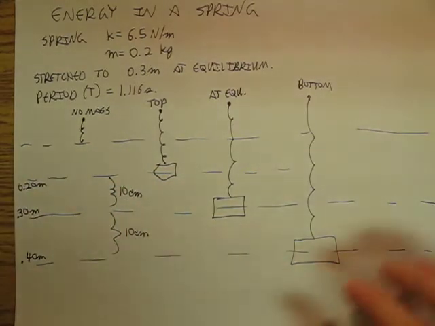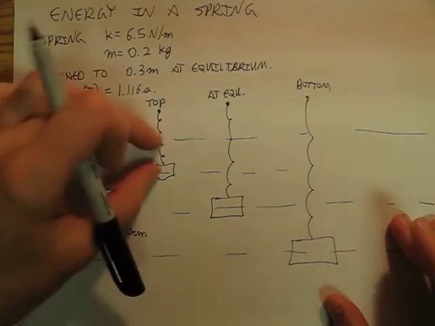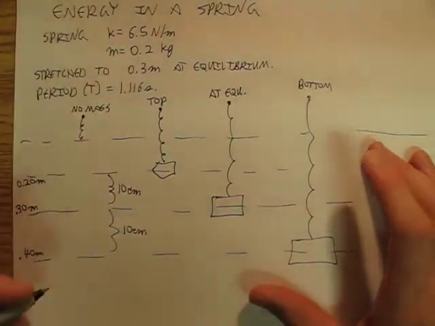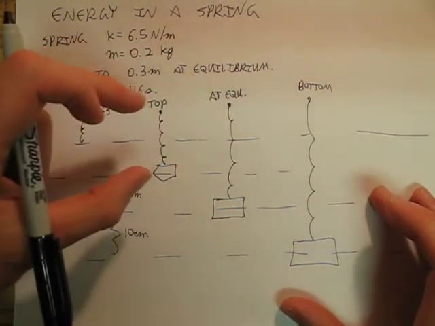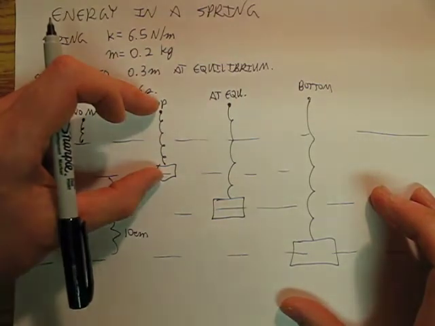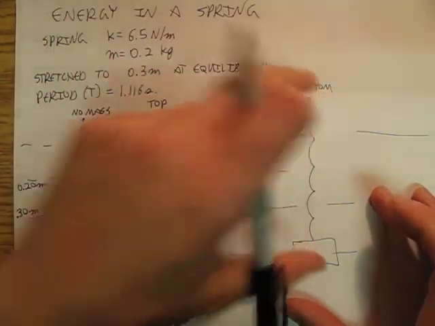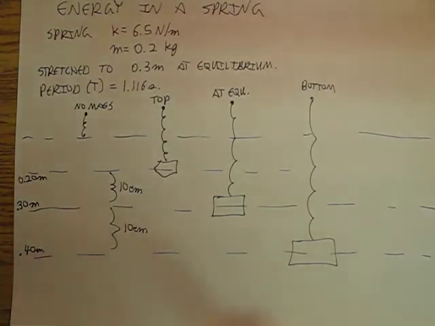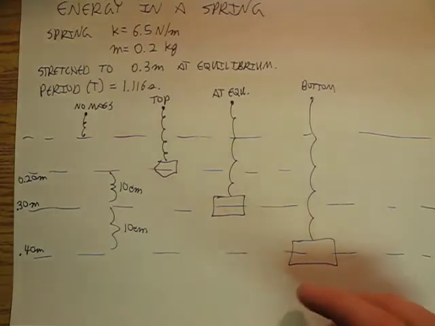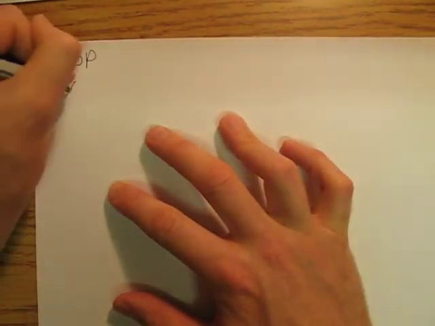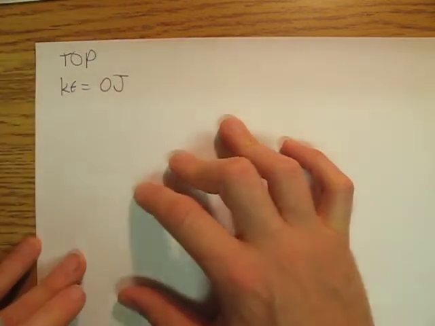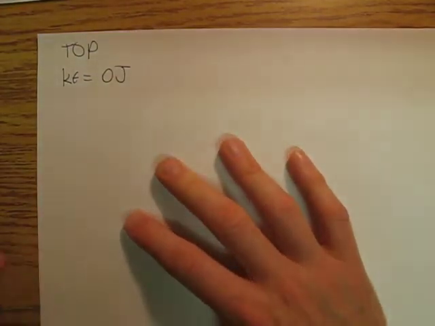Okay, so what we're going to do is figure out the kinetic energy, gravitational potential energy, and spring potential energy at the top, at equilibrium, and at the bottom. Rather than cramming it onto that page, I'm going to go to another sheet of paper. So at the top, we know that the kinetic energy is 0 joules. That's really simple because it's stationary.